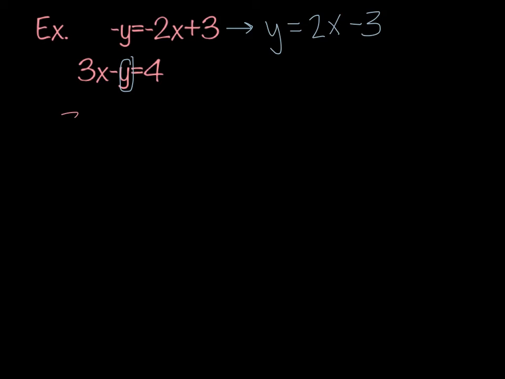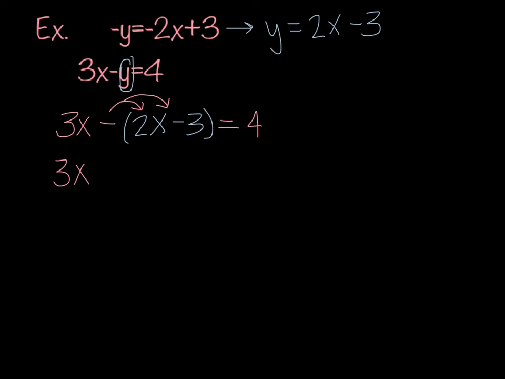Let's go ahead and look at how it works. 3x minus y. Now because y is an entire expression, we better put it in parentheses so we remember to subtract the entire thing. And then this has to equal 4. Now remember to distribute this negative sign. So we have 3x minus (2x minus 3)... 3x minus 2x plus 3 is equal to 4. This means that x must equal 1.